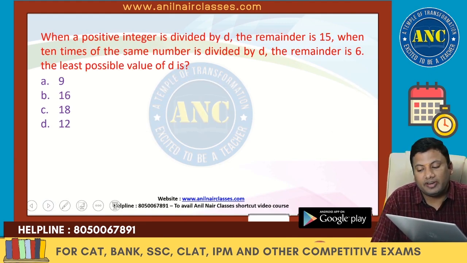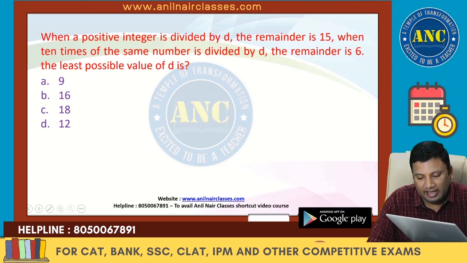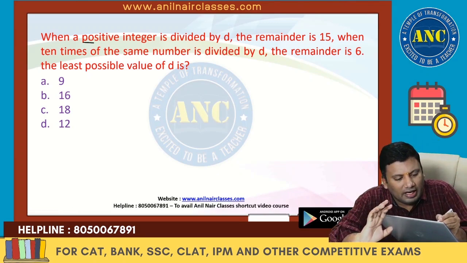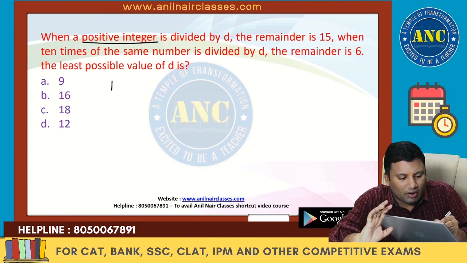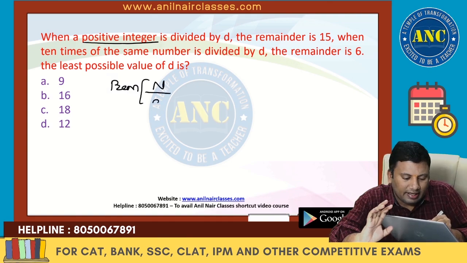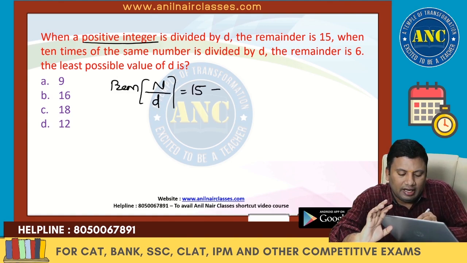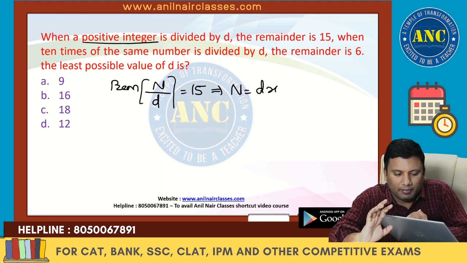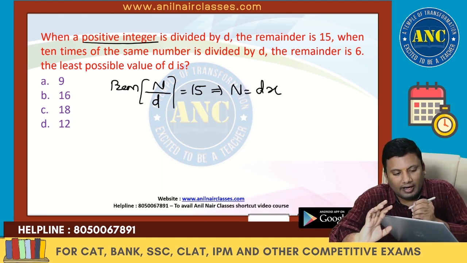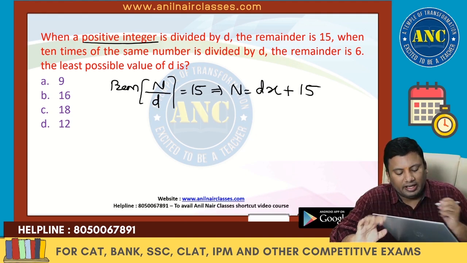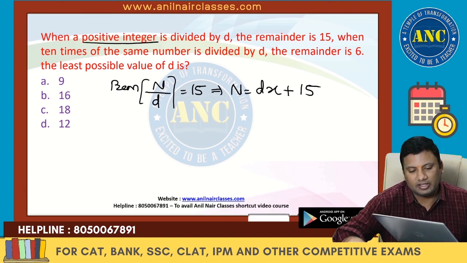When a positive integer is divided by d, read the question. There is a positive integer. Let me call it n. That number is getting divided by d, and the remainder is 15. Dividend equivalent to divisor into quotient plus remainder. Right? So dx plus 15.